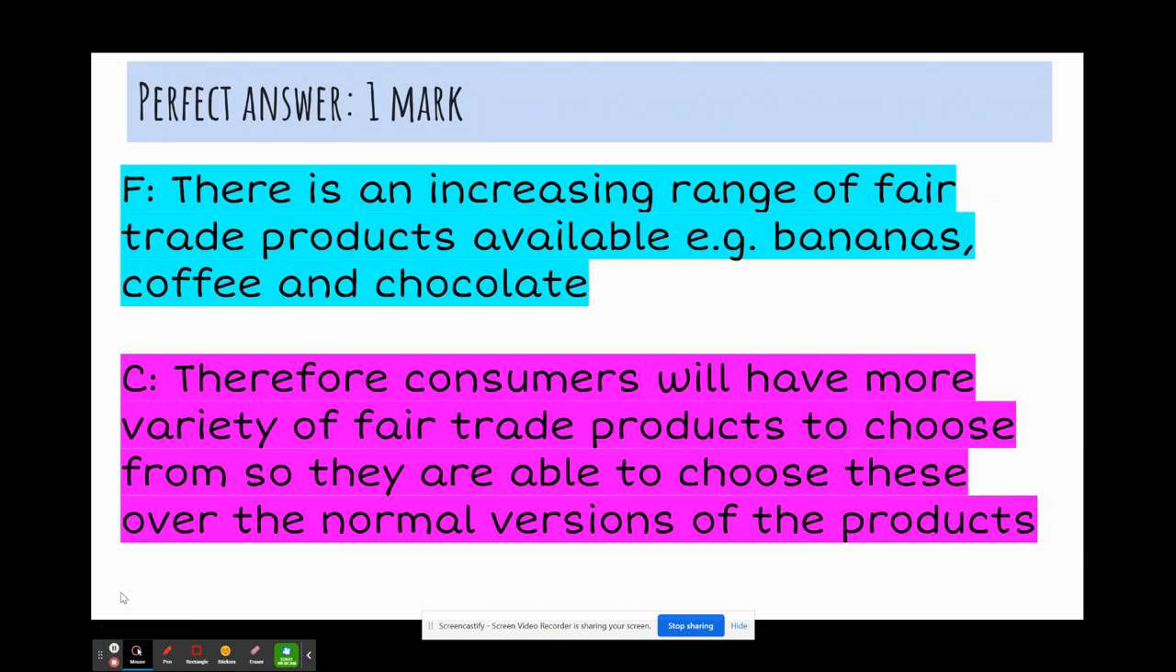This is our first perfect answer, worth 1 mark. So our fact about fair trade is there is an increasing range of fair trade products available, for example, bananas, coffee and chocolate. Our consequence, therefore, consumers will have more variety of fair trade products to choose from, so they are able to choose these products over normal versions of the products. That would be worth 1 mark. I have referred back to consumers in my consequence. I've used a but at the start of my consequence, making sure I'm referring back to the question. And my fact about fair trade products is accurate.